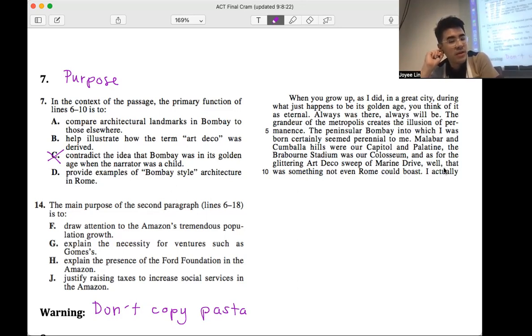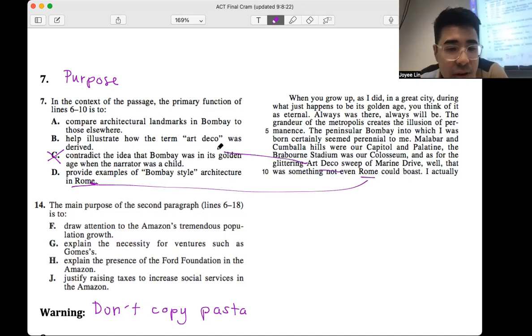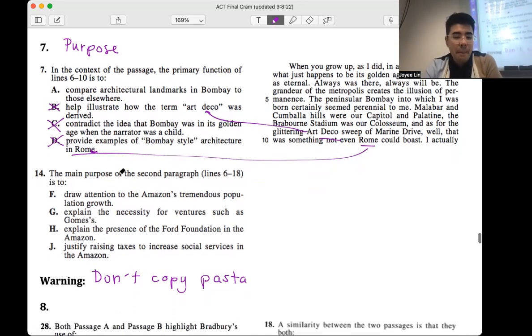What do you think is the best function there? A, right? Literally copy pasted the Rome here, right? And it literally copy pasted the, did it say Art Deco somewhere? Yeah, it copy pasted that, right? So you got to be careful with that. Okay.